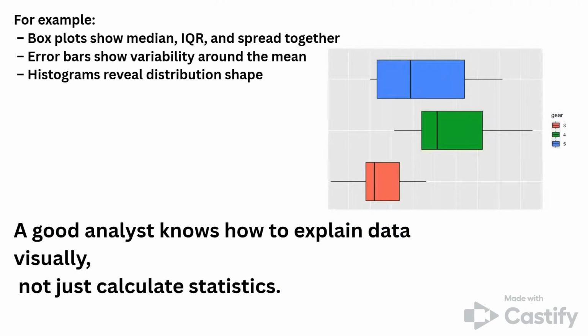Visualizations help combine central tendency and variability in one view. For example, box plots show median, IQR, and outliers together. Error bars show variability around the mean. Histograms reveal distribution shape. These visual tools help analysts communicate insights clearly to educators, policymakers, and stakeholders. A good analyst knows how to explain data visually, not just calculate statistics.